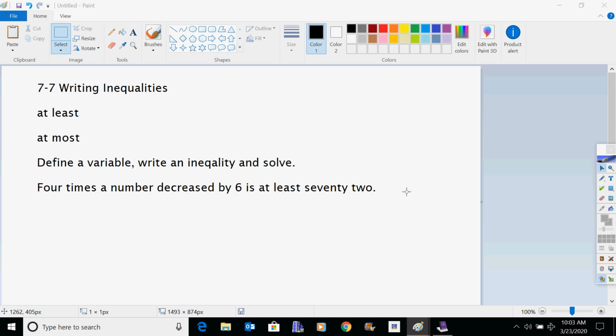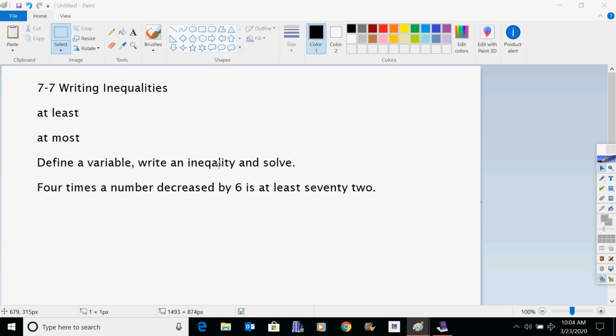We're taking a look at writing inequalities, inequalities and word problems. We need to review the idea of at least and at most, making sure that we can define variables and solve inequalities. The solving part will help you get ready for your quiz tomorrow. The word problem part will not necessarily be on tomorrow's quiz, however the solving of the inequalities will be.